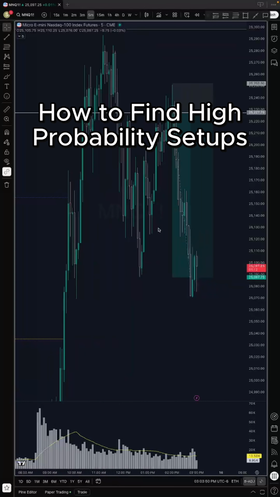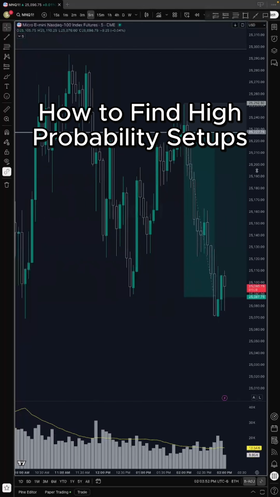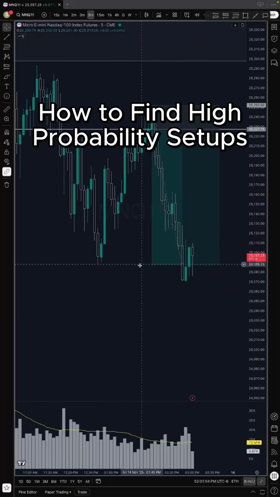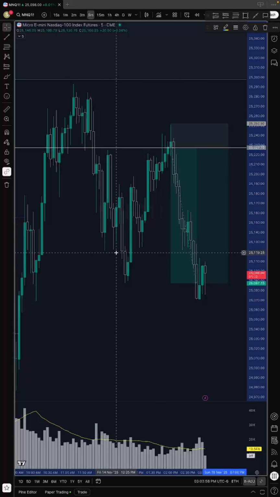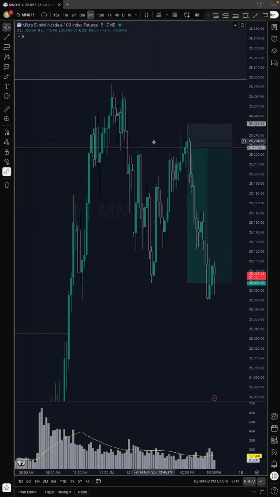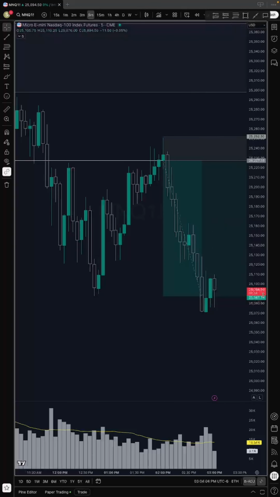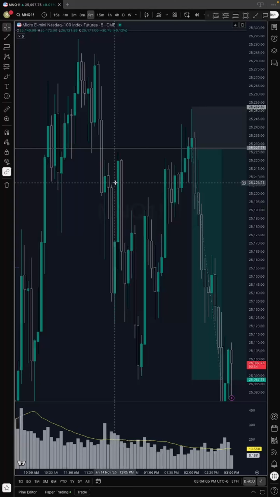Wanted to make a quick video on this really solid trade setup that happened in the PM session today, November 14th. And I just wanted to walk through why it's important to always have your key levels marked out on your charts to understand where your higher probability setups will present themselves. So let's dive into the charts and look at this setup.